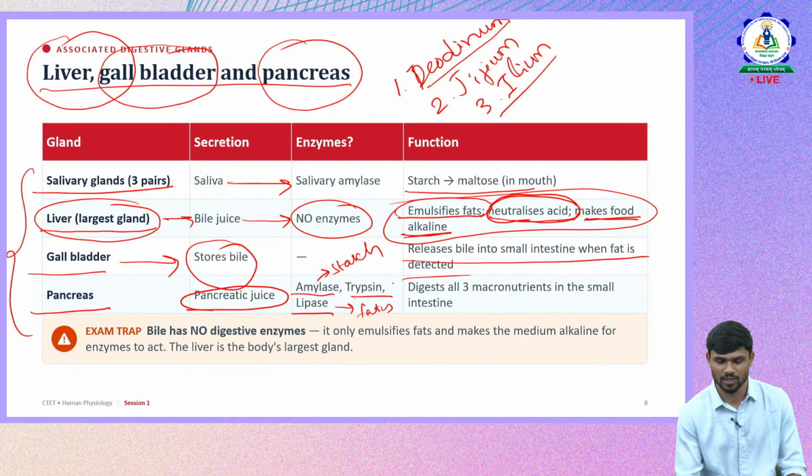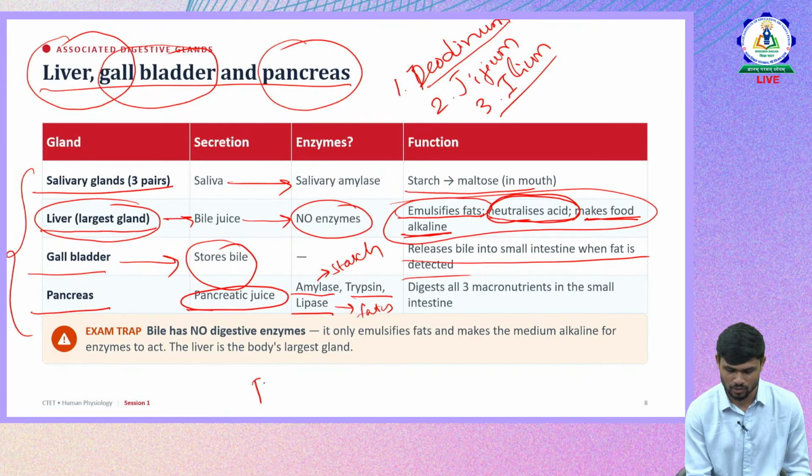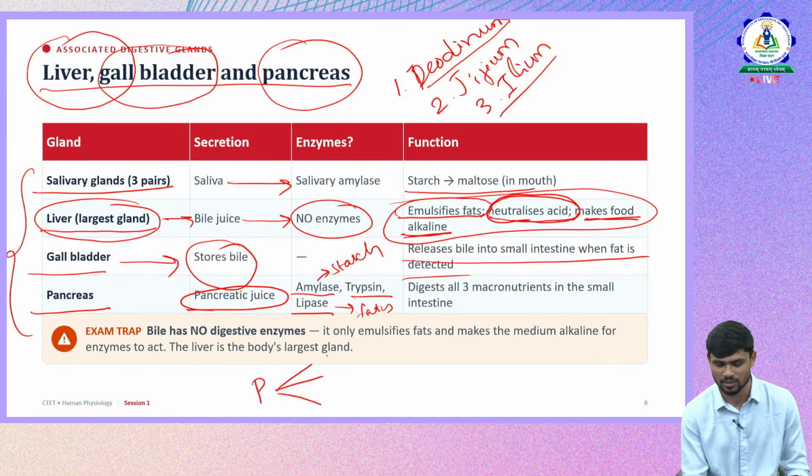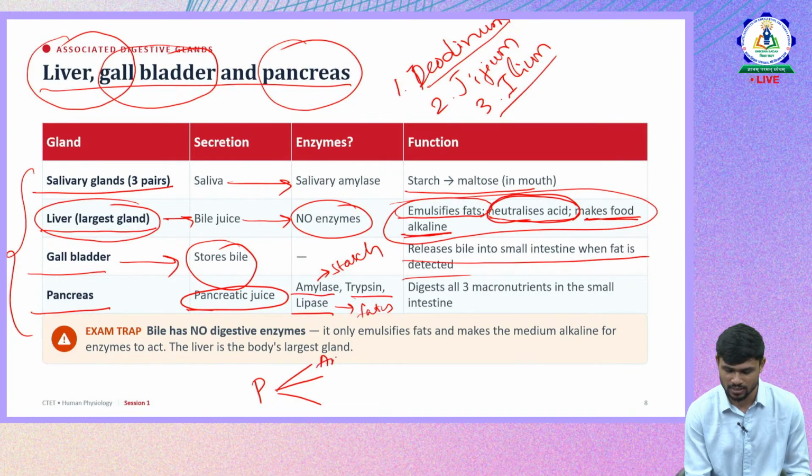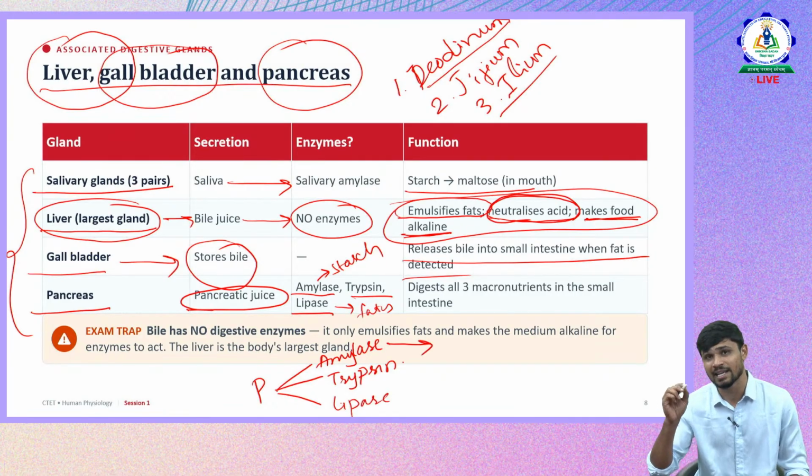Trypsin is for protein. So what are these three? This is the pancreas. Three different pancreatic juices it will release: one is amylase, next is trypsin, another is lipase.